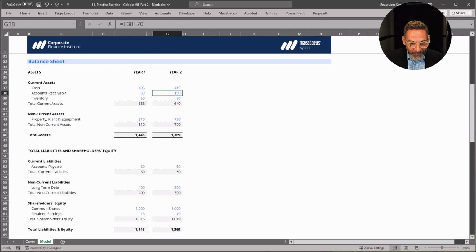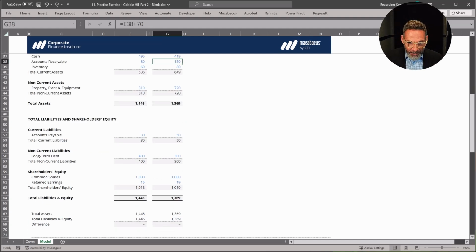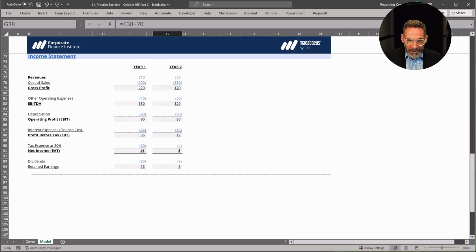Let's just do one final check. Our income statement balances, the income statement is done. The balance sheet balances, retained earnings is feeding through. Congratulations. You've just built a full balance sheet and income statement for a subsequent period.